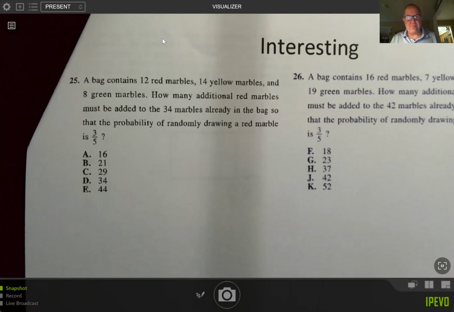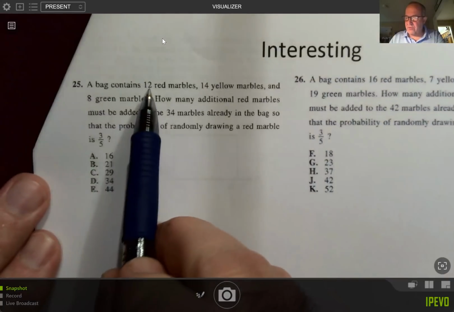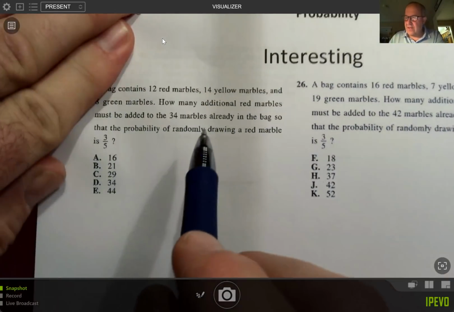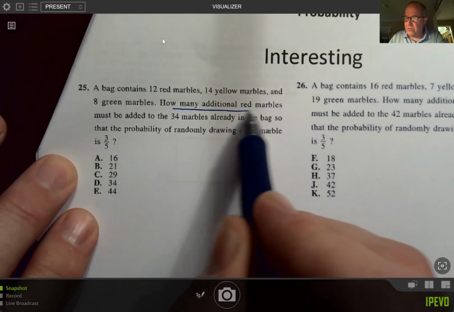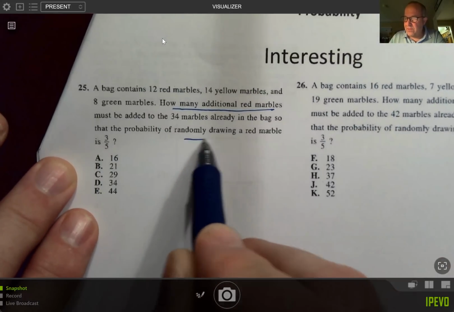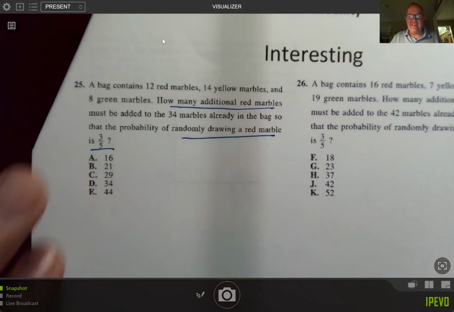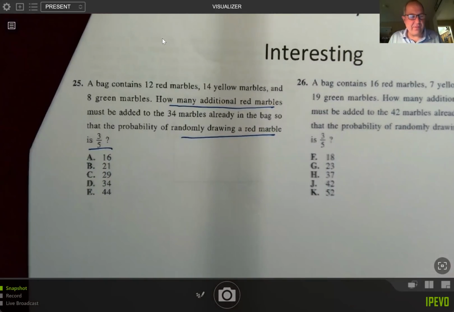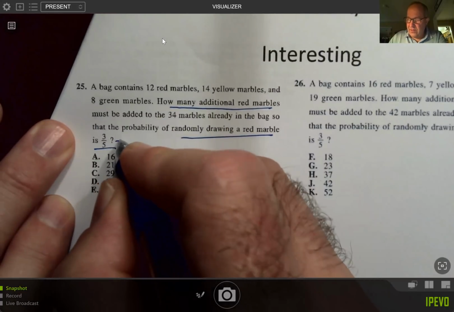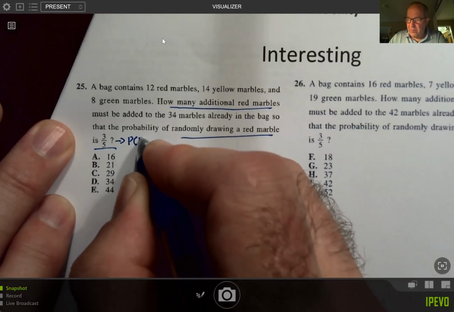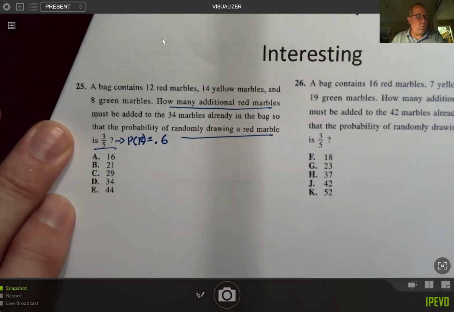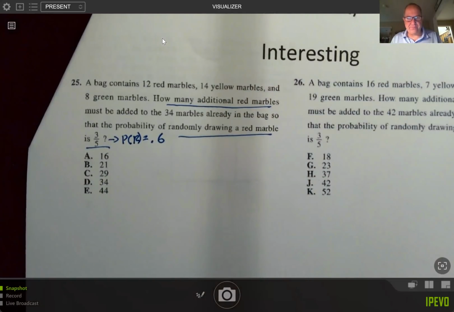Now it tells us how many marbles we have, of all these different things. Here's the interesting thing. How many additional red marbles should be added to the 34? So the probability of picking a red marble is 3/5. Now, I'm not very good with fractions. I'm pretty good at decimals, though. And if I were to look at this one, the probability of drawing a red marble would be 0.6, if I were to do 3 divided by 5. So I want it to be 0.6.